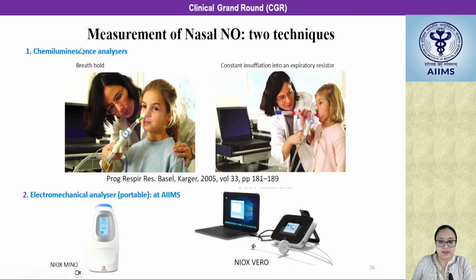So it can be measured by 2 techniques. One is the chemiluminescence analyzer, which employs either the breath hold method or the constant insufflation into a resistor method, or what we have here at AIIMS, the portable electrochemical analyzer.